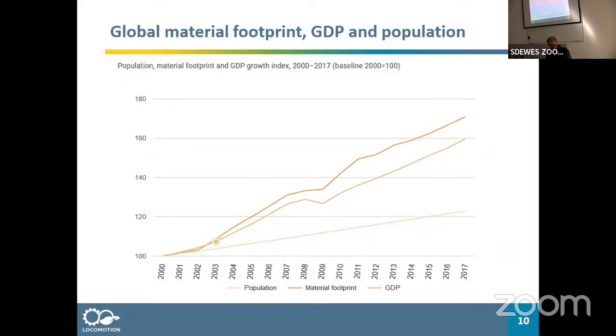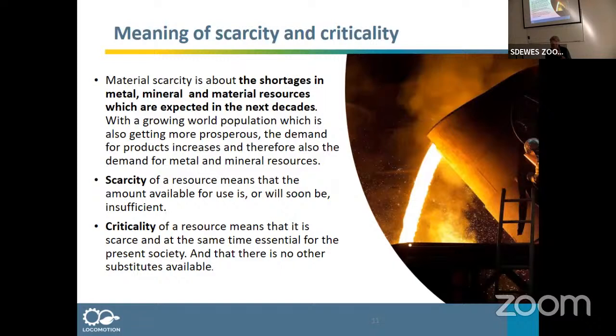And when we talk about decoupling, it's not that it is possible to mitigate the line to zero. It is just possible to increase this gap between material consumption and GDP, and also with population, because we will always need things to consume. So the meaning of scarcity means that we already got a very good answer.